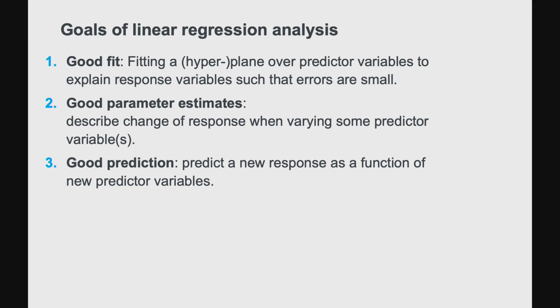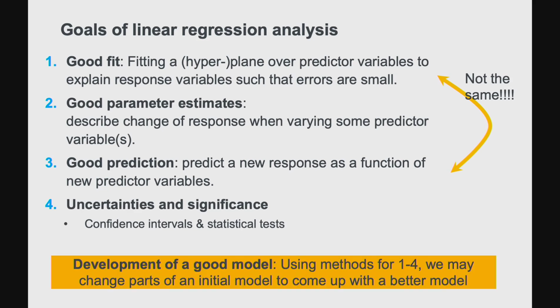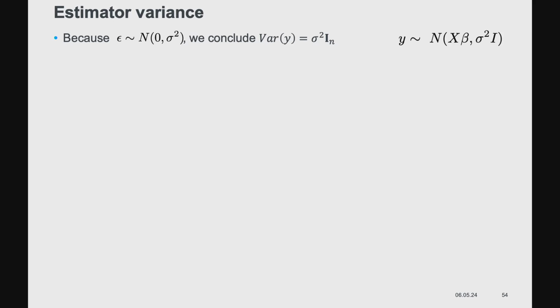Especially fighting overfitting, we will bring in additional knowledge to make good predictions. And these good predictions will be worse fits to the data. We will fight overfitting. So not the same. And then we may be interested in uncertainties and significance, like doing confidence intervals and statistical tests. And of course, depending on what you're interested in, for example, to do good predictions, you may change your original model to do exactly this. And that's what we also will do.